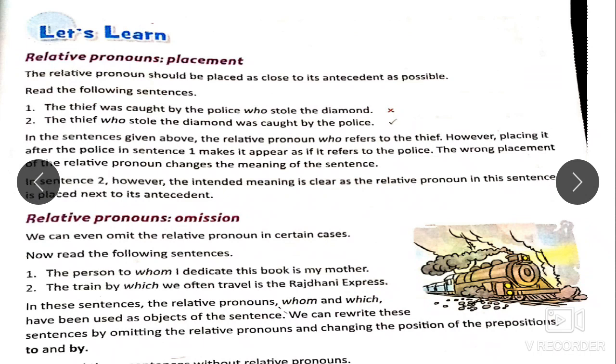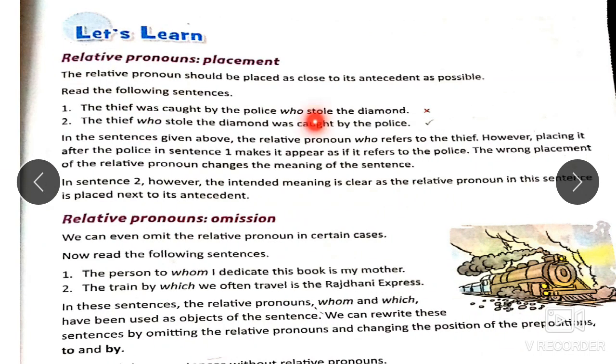We cannot place them after any antecedent we like. We have to use them exactly after the right antecedent, so as to frame grammatically correct sentences. The thief who stole the diamond was caught by the police. This is the right one. The thief who stole the diamond. So stealing the diamond here is connected with the thief and not with the police. So the thief who stole the diamond was caught by the police stands with a correct meaning.